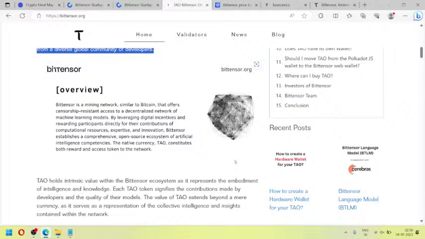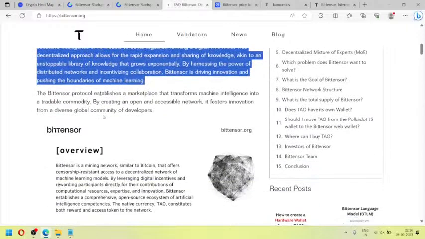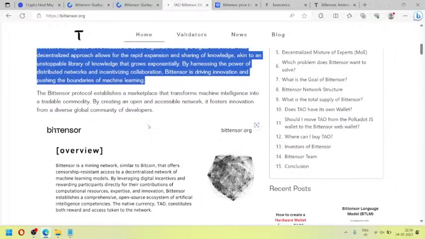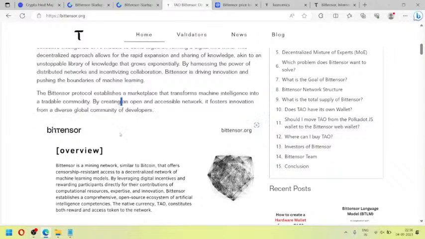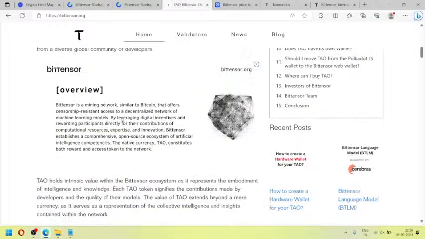We can say if they are successful as they expected, this is another Bitcoin, we can say like BTC, this is the TAO. This is also a mining network, similar to Bitcoin. Like with Bitcoin you have to mine to get Bitcoins, this is also similar. If you want to get this token, you have to mine. After mining, you will get some tokens. They are comparing it with Bitcoin.